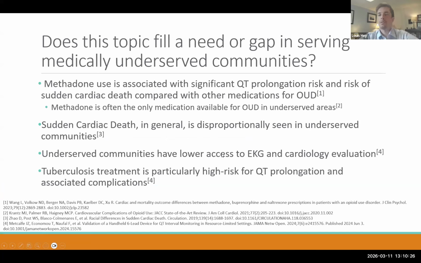And then transitioning to this topic: how does this topic fill a need or gap in serving underserved communities? So a couple of things that I found in the research.